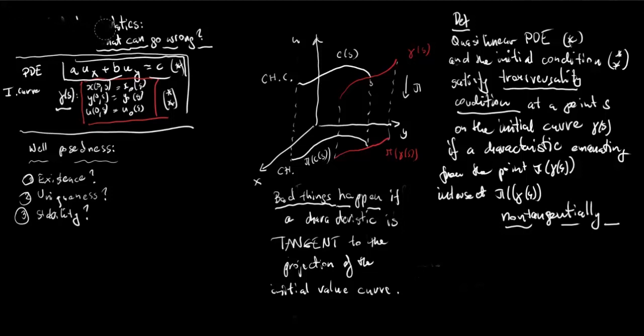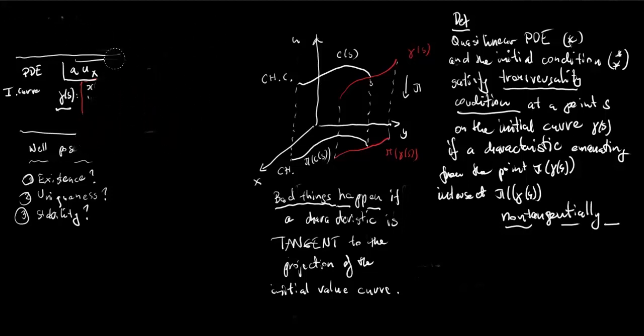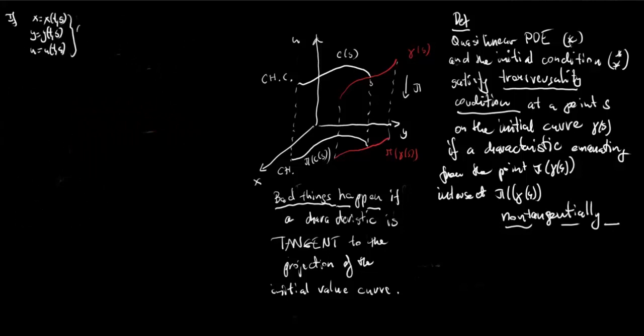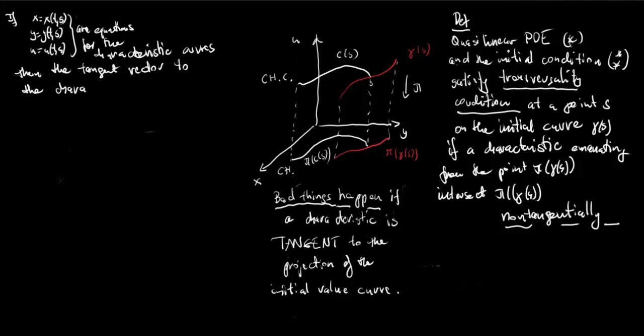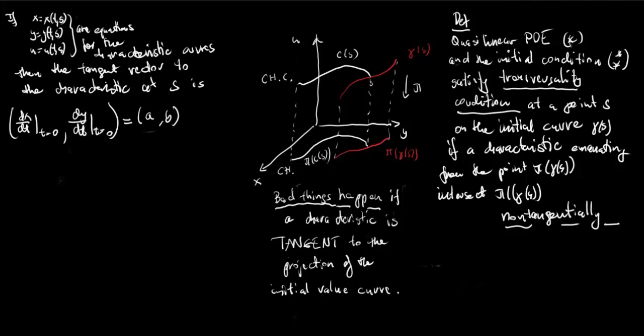This condition can be effectively checked in the following way. If x, y, u are coordinates of the characteristic curves, then the tangent vector to the characteristic at s is dx over dt evaluated at t equals 0, so these are the coordinates, right, and dy over dt at t equals 0. And this is nothing but, because of the equation of characteristics, A evaluated at the point x0(s), y0(s), u0(s), and B evaluated at the point x0(s), y0(s), u0(s), where A and B are the coefficients defining the quasi-linear PDE.